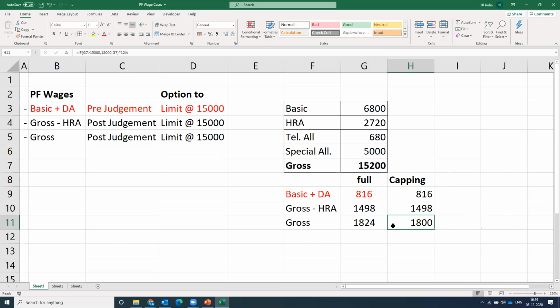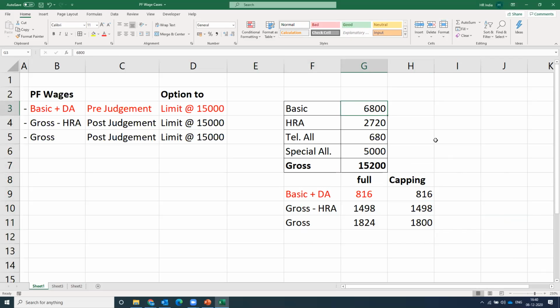But since we have added the capping in this formula, now the PF contribution is 1800, even if we are calculating our PF on the gross salary. So why is this happening? Because we have applied a formula where it is limiting the PF contribution at maximum 15,000. So 15,000 multiplied by 12%, what do we get? We get 1800. So now, irrespective of what the gross salary is, whether it is more than 15,000, the PF contribution would be maximum 1800 in this case if you want to cap it, right?